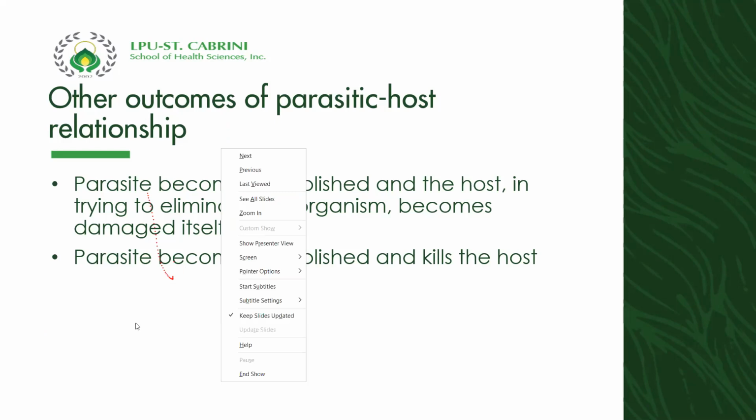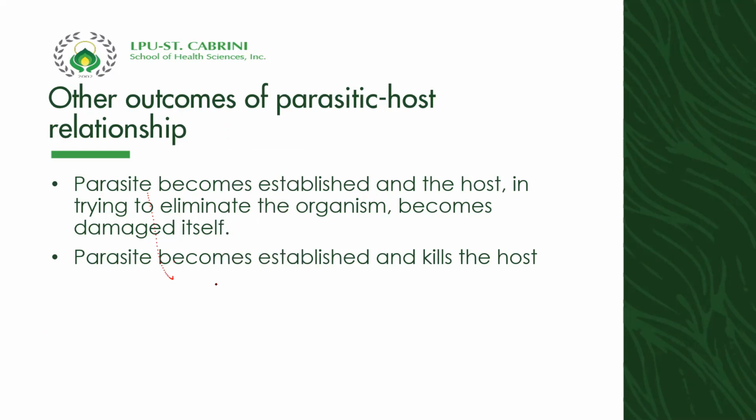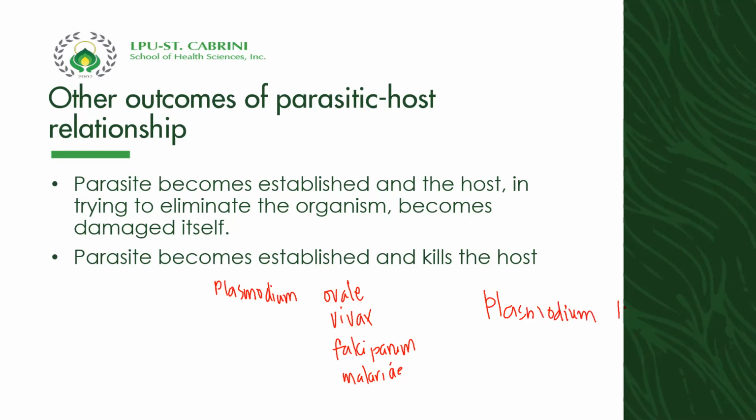We have Plasmodium ovale, Plasmodium vivax, Plasmodium falciparum, and Plasmodium malariae. The dynamic of the parasite-host relationship made it possible to discover that there are other parasites. And the fifth malarial species is Plasmodium knowlesi. Now you know.